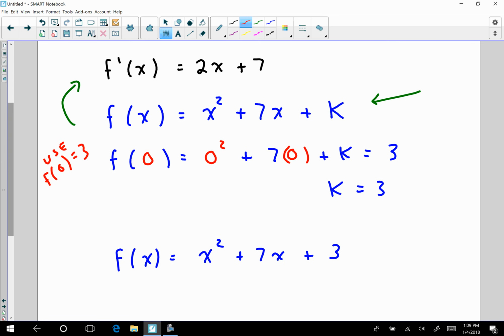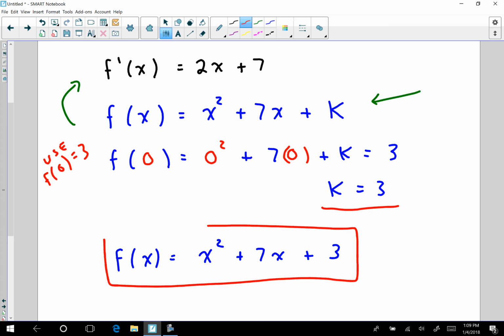I'm going to use this fact then to find the specific f of x. The specific f of x in this case is x squared plus 7x plus 3 for this particular problem. Let's go on to a bit of a more difficult problem.